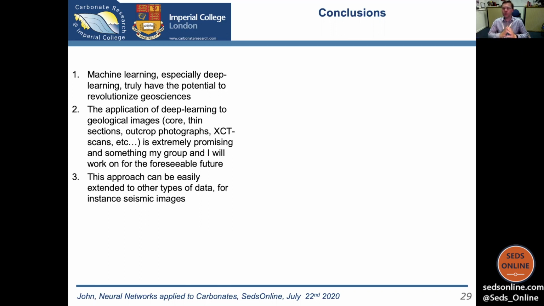This approach can also easily be translated and extended to other types of data. For instance, seismic images, which is also something that I'm quite keen to explore in the future.